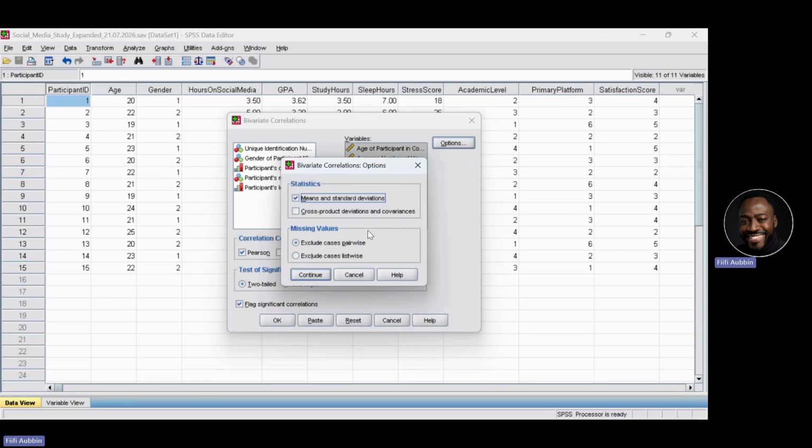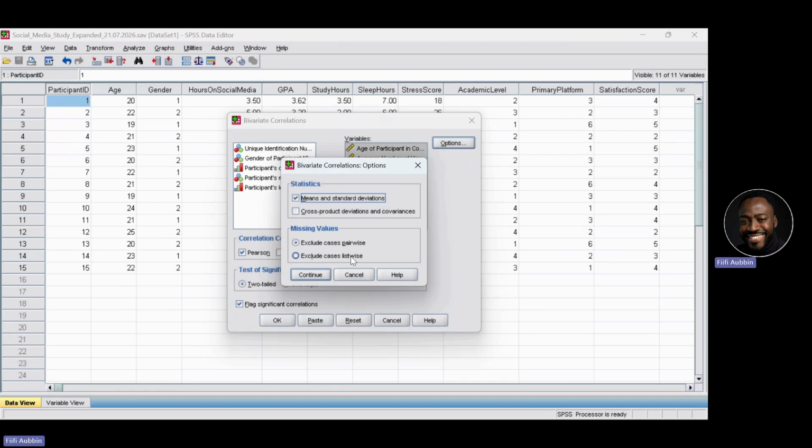Okay, so the first option is exclude cases pairwise. This means SPSS uses all available data for each individual pair of variables. For example, imagine a participant forgot to answer one question but completed all the others. With pairwise exclusion, SPSS only ignores that participant for analysis involving the missing variable, and the participant's remaining data can still be used when analyzing other variable pairs. This approach usually retains more data and often results in a larger sample size for each correlation.